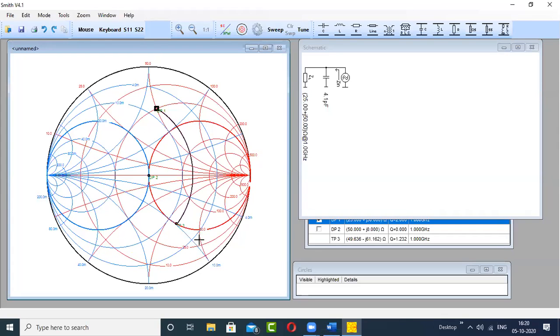Right now you can see that you have landed on the red circle only, but this time on the lower half part. So once again, capacitor, the value is 4.1. Now, in order to reach the center of the Smith chart, you have to move upward. Moving upward means here you have to move in clockwise direction on the impedance chart. So series inductor is required.